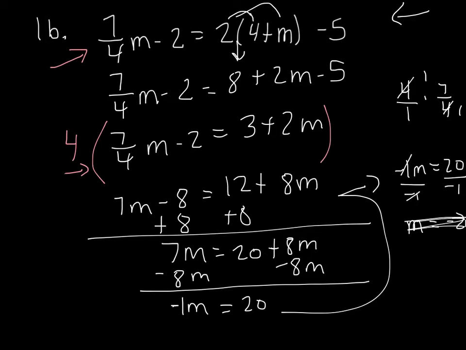Oops, let me try and write that better. M equals negative 20. And if you were to plug that in, it would come out correct. So there was 1b. I'm going to do a few more here on this video if you're interested.